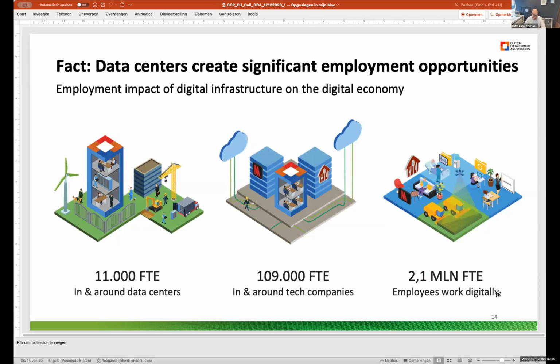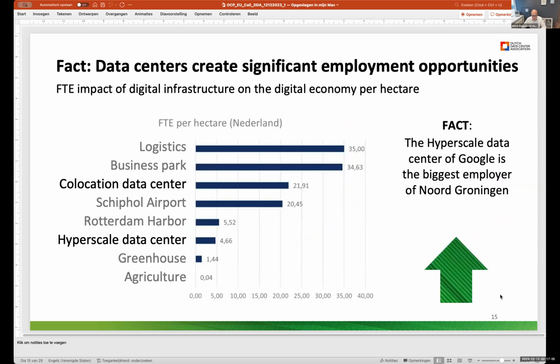Also explaining how many people are working in the industry. These are the Dutch numbers. So we have around 11,000 people in and around data centers in the Netherlands. For instance, in the north of Groningen, where Google is, it is the largest employer in the northern part of that province already, while people still think that no people are working in a data center. So that is something that we try to explain all the time. But also in terms of people working in a data center per surface area, so an FTE per hectare, you see that data centers are not really that bad. They're actually far better than a lot of other industries in the Netherlands. And people do not know that.